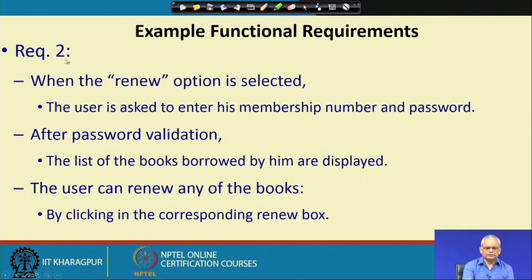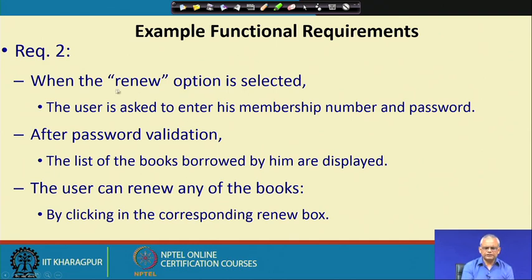Similarly, we can number the second requirement. Requirement 2: when the renew option is selected, the user is asked to enter the membership number and password. After password validation, the list of books borrowed by him are displayed, and then the user can renew any book by clicking on the corresponding renew box. Just see that this is written in rather free form, in the way that the sequence of operations are carried out.